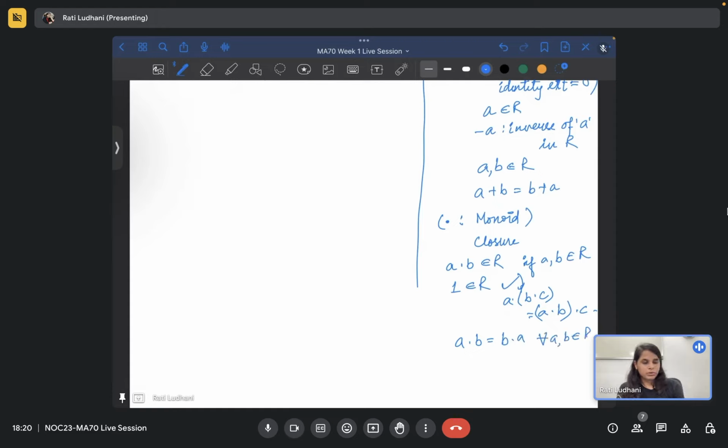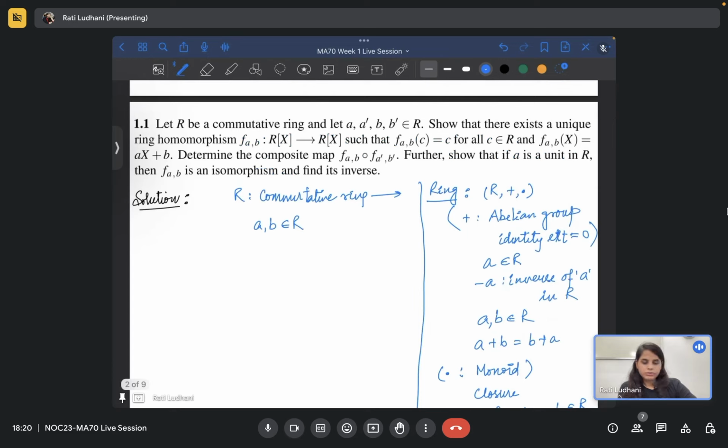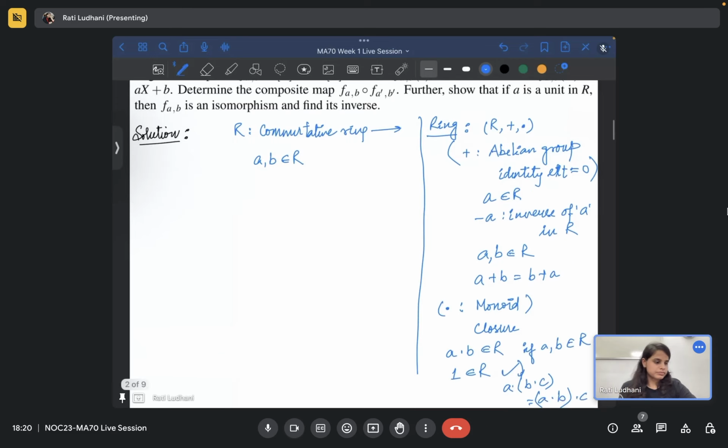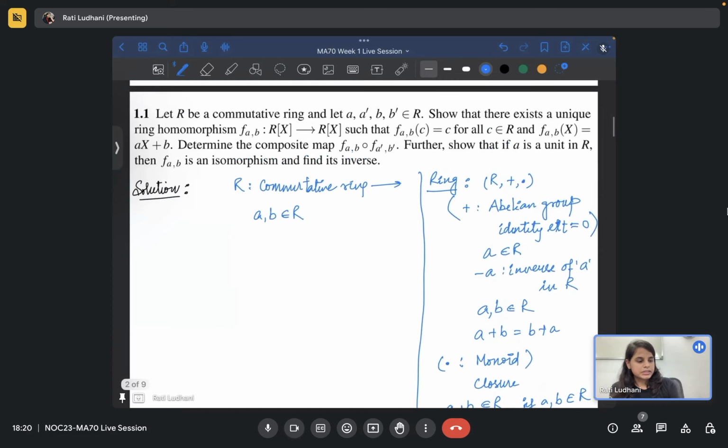And there is an extra property relating addition and multiplication, which is distributivity. That is A dot (B plus C) equals A dot B plus A dot C, for all A, B, C belonging to R. So we have these properties. Okay, so this is a ring. Now we will consider all the rings to be with unity and commutative in this course. So R is a commutative ring and A and B belong to R.